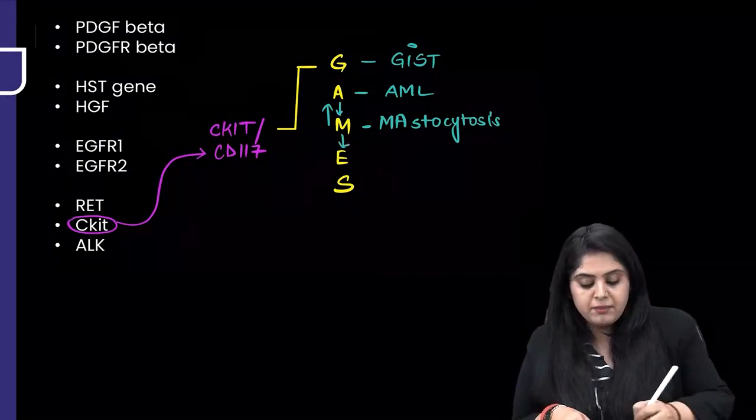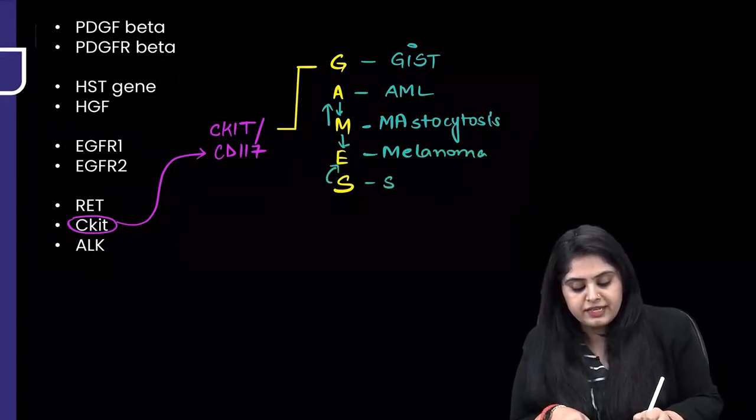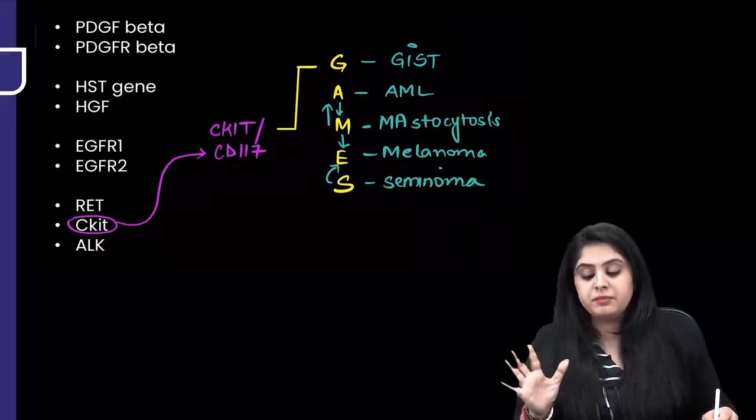Okay, run forward. ME. Is there any disease with ME that you know? Yes, there is going to be melanoma. Okay, then again run backward. What is the disease of SE? SE is going to be seminoma. So imagine, just AML, mastocytosis, melanoma, seminoma.